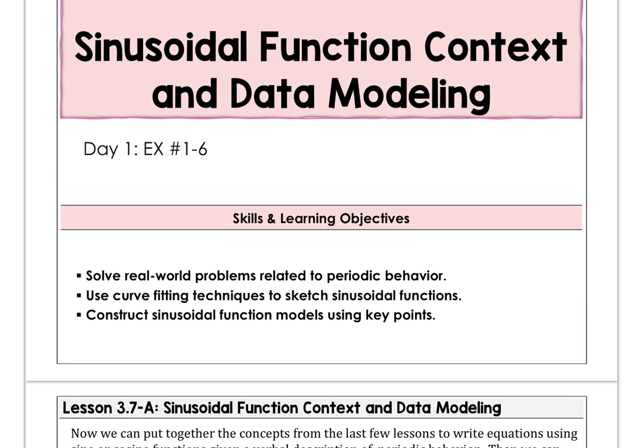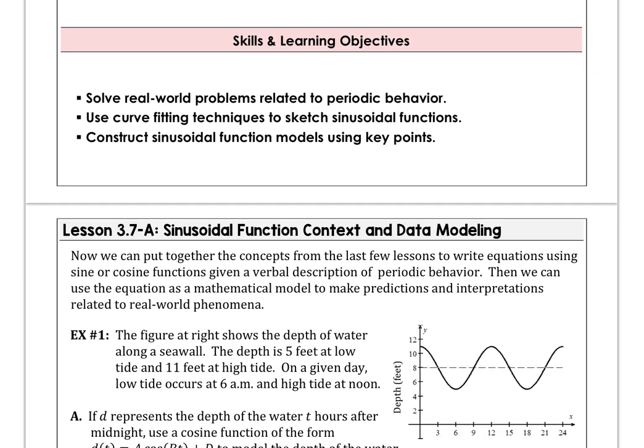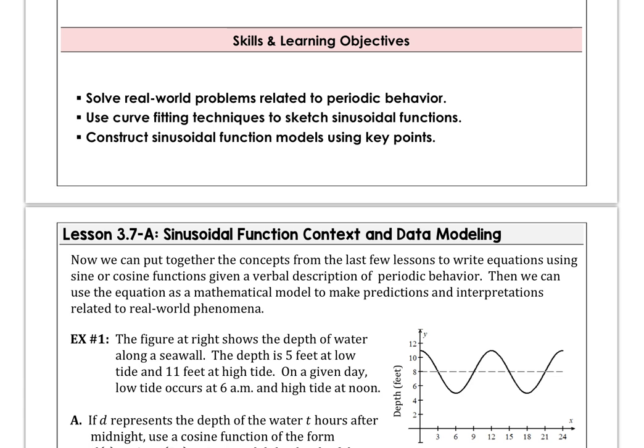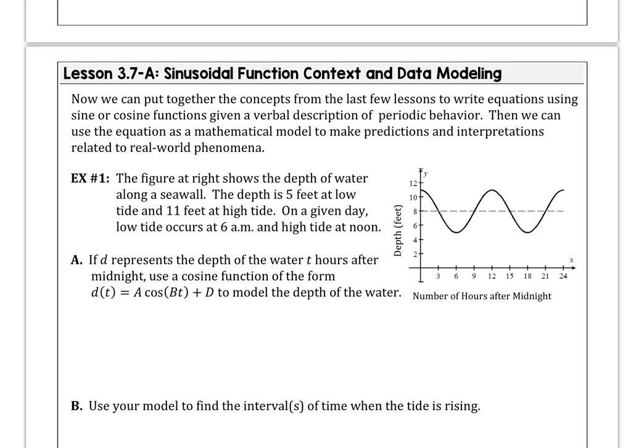This is day 1. We're going to put together all the concepts from the last few lessons that we've seen, and we're going to write equations using sine or cosine functions, given some verbal description of periodic behavior. Then we can use the equation as a mathematical model and make predictions and interpretations related to real world phenomena. You're going to need a calculator for this lesson.